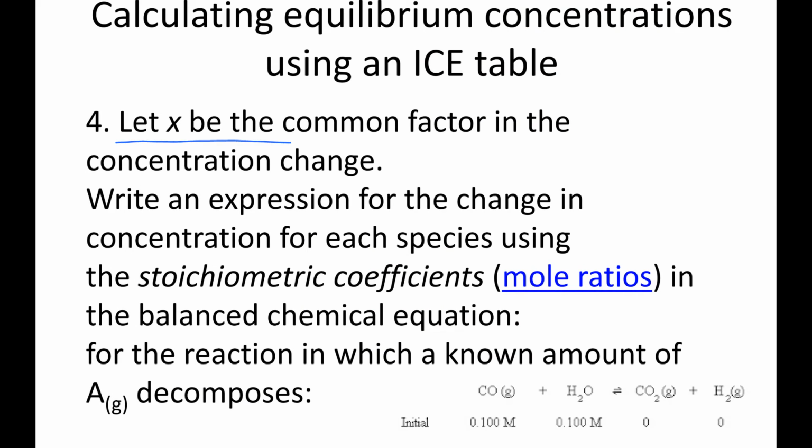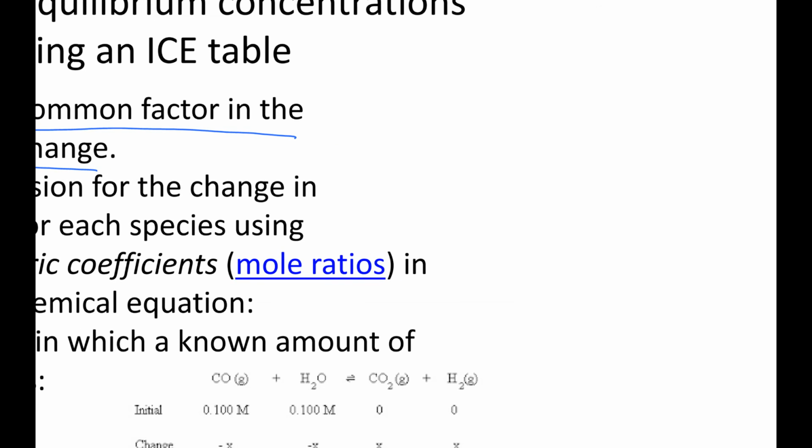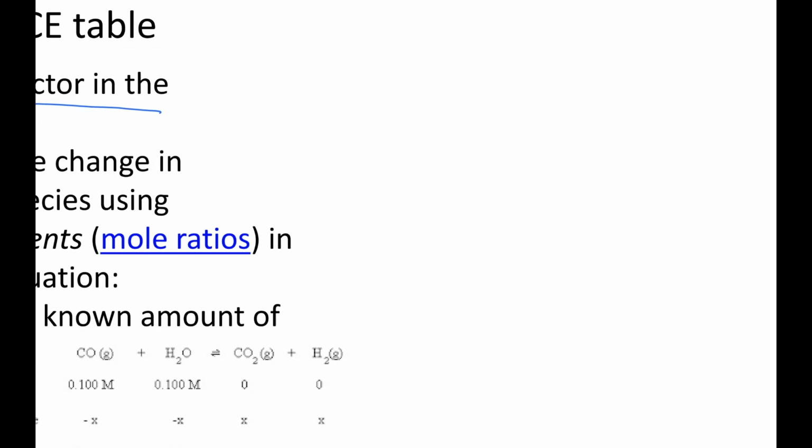Step 4 says to let X be the common factor in the concentration change. Let X be the common factor in the concentration change. So I'm about to have to rewrite everything again. That's okay, we're still on our 4 lines out of the 7. We haven't done anything else yet. So X is going to go in the change part, so the C row.